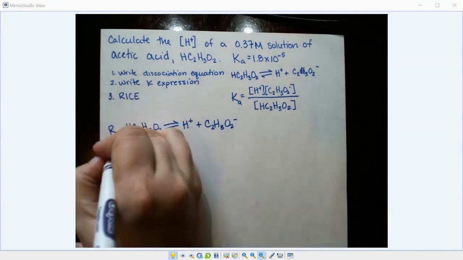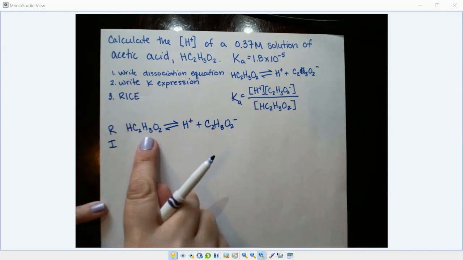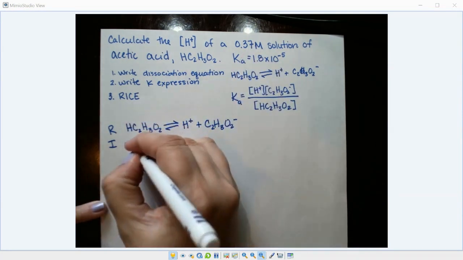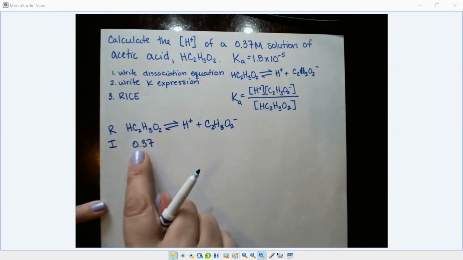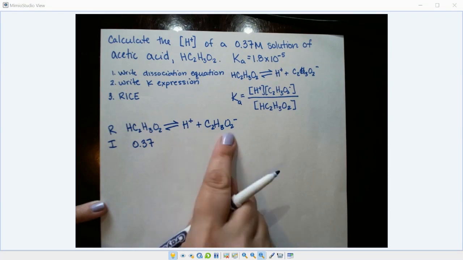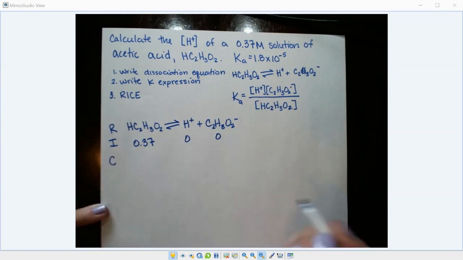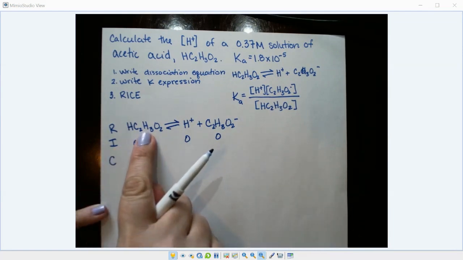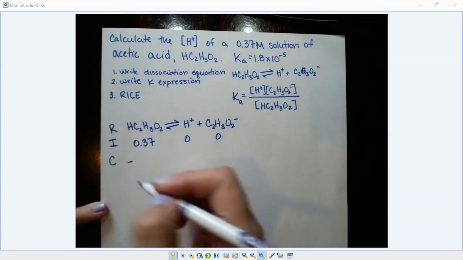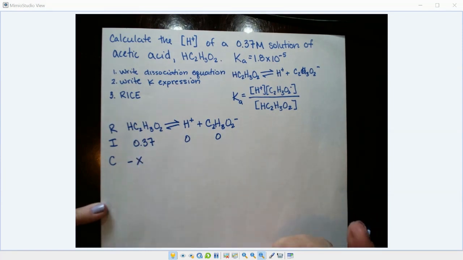And then I is initial concentration. So before this dissociates, what is the concentration of it? That is given to us in this question, 0.37 molar. And before this breaks apart, since it's still together, that means we have 0 concentration of these. The change that occurs when this breaks apart: it is going to decrease in concentration. I'm not going to have as much of it, so we put negative, but we don't know by how much yet. That's actually what we're going to solve for.